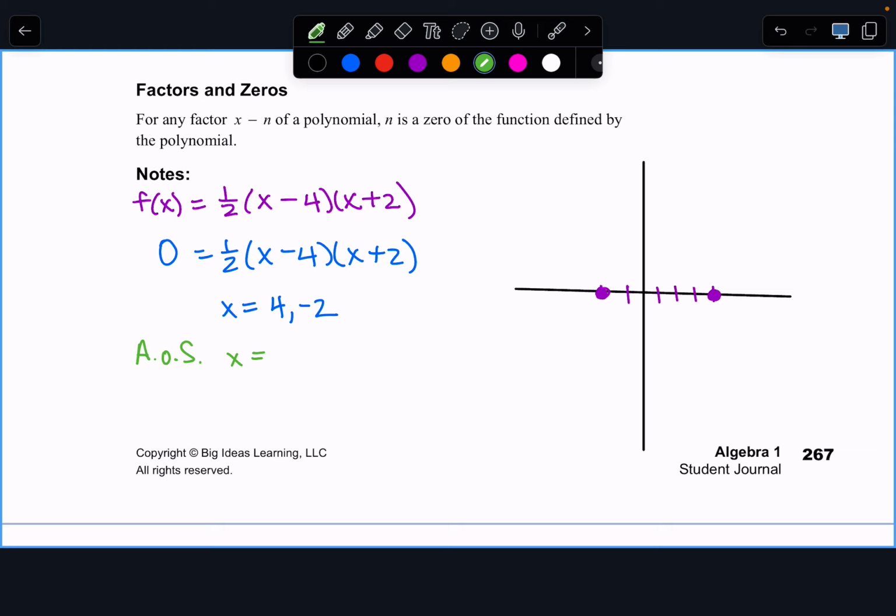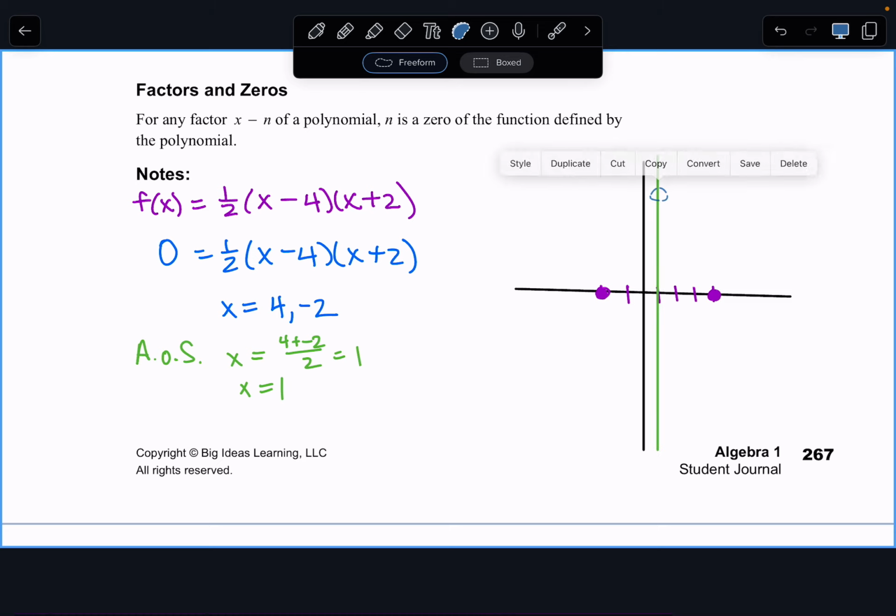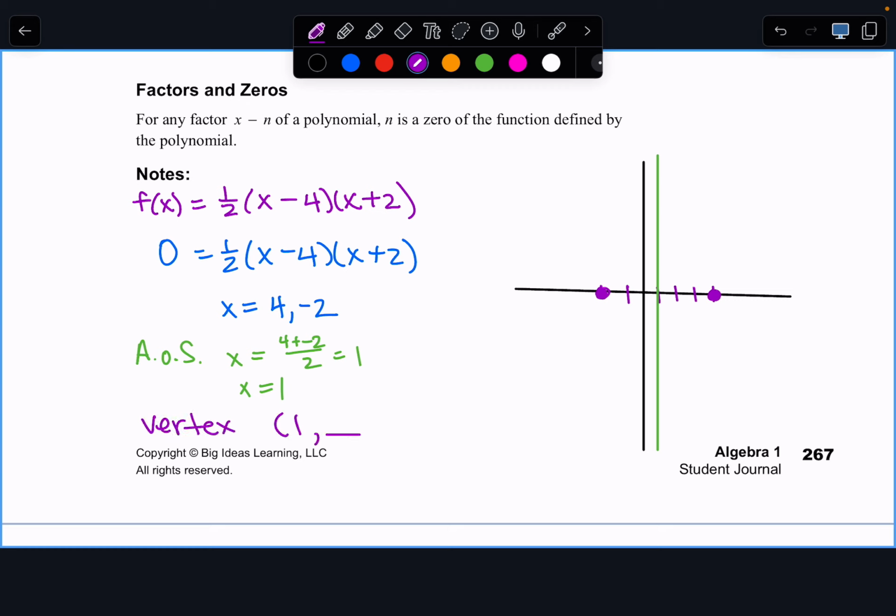How do I find the middle? Yeah, you add them up and divide by 2. Now, I know a lot of us can figure out that it's at 1 without having to do that. But 4 plus negative 2 divided by 2 gives us 1. So our axis of symmetry is at x equals 1. From there we can figure out where our vertex is. Our vertex is at 1 comma something.